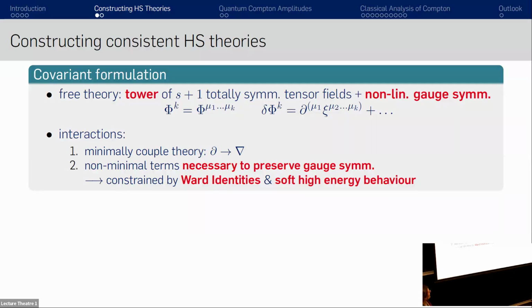But once you add interactions, so that means minimally coupling your theory, you're going to break the gauge symmetry, and you need to reinstate it so that your degrees of freedom are preserved. And that means that you have to add non-minimal interactions. And what we were able to find is that by constraining them using Ward identities, which are essentially related to corrections to this nonlinear gauge symmetry, so these Ward identities, power counting, and also some soft high energy behavior constraint, which we call the current constraint, we were able to essentially uniquely generate these 3-point amplitudes that were related to Kerr.